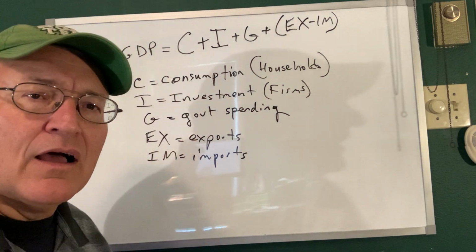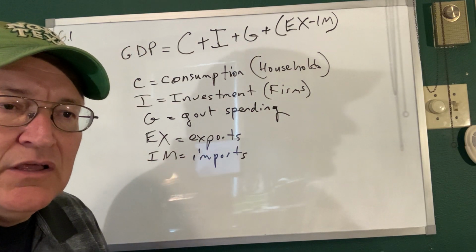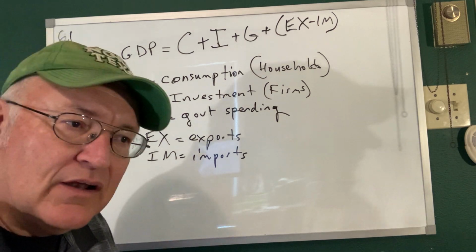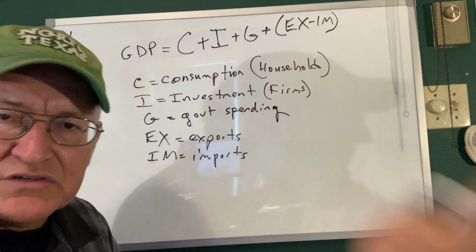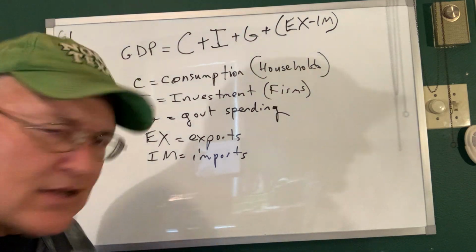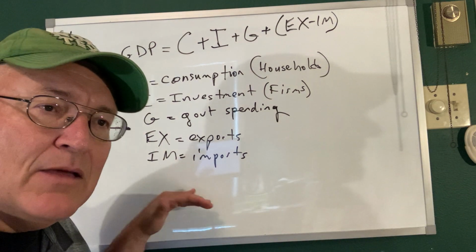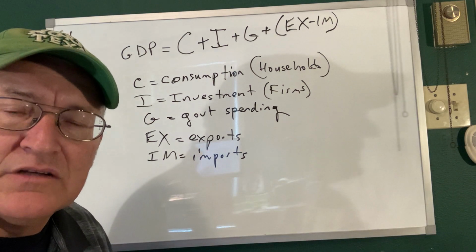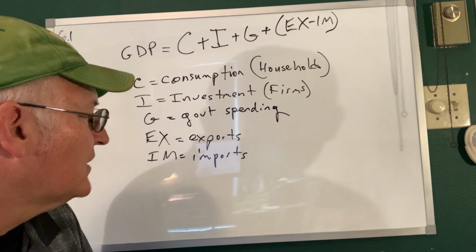If you think about it, an export is something that is produced domestically and then consumed overseas in another country. And again, this is from a U.S. perspective. And then an import is something that's produced overseas and then consumed domestically here in the U.S.